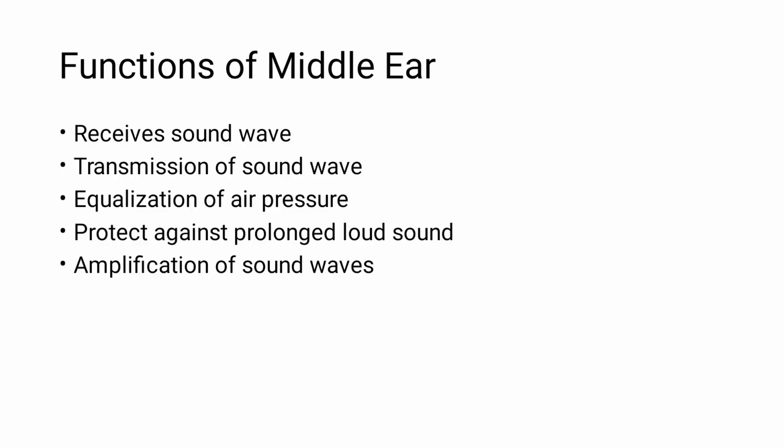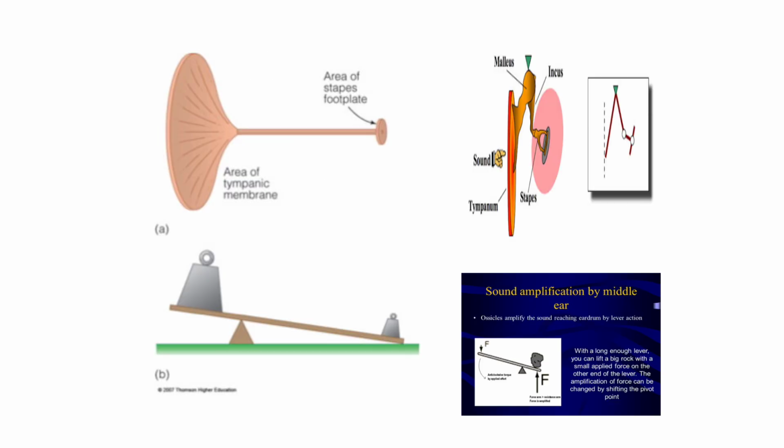How this amplification actually happens, we will see here. How much amplification happens? 22 times. The first amplification is done by the tympanic membrane, due to the difference in surface area between the tympanic membrane and the oval window. The surface area of the tympanic membrane is 50 millimeter square, and that of the oval window is 3 millimeter square, so the ratio is around 17:1. The total force of the sound wave exerted on the tympanic membrane is transmitted to the oval window. But as the surface area is decreased, the force per unit area, that is the pressure, is increased by 17 times.